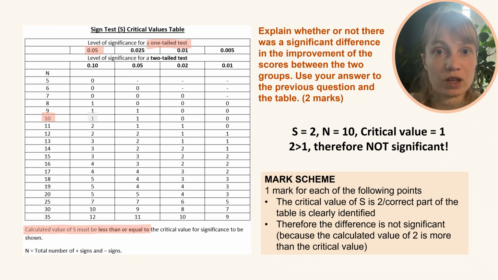Our calculated value of 2 is greater than the critical value of 1. Taking the rule again that's written underneath the table, because significance is only achieved when the calculated value is less than or equal to the critical value. The result here is therefore not significant. That means we accept the null hypothesis. Participants did not rate inferential statistics significantly more positively after completing the course.